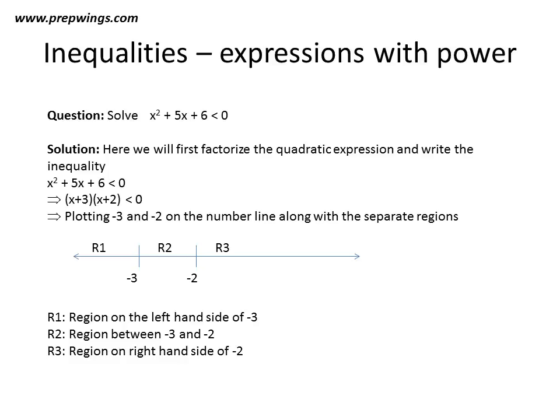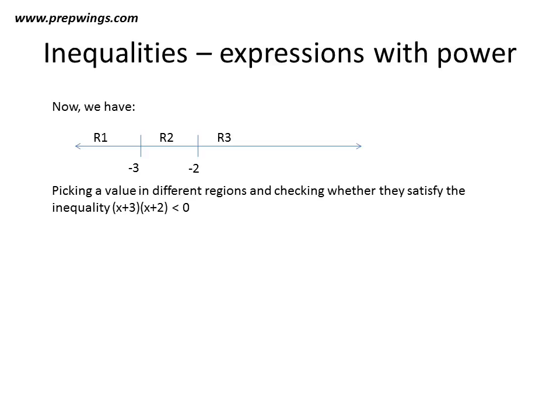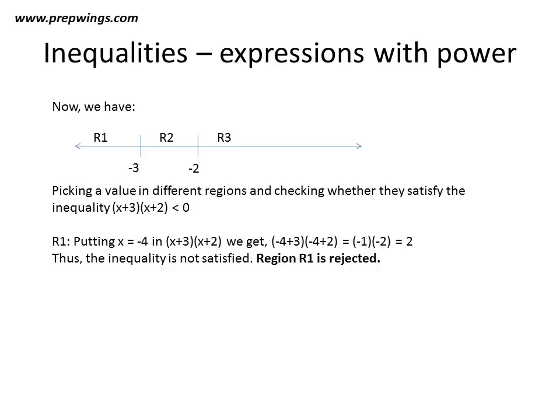R2 is the region between -3 and -2, and R3 is the region on the right hand side of -2. Now what we'll do is pick a value in any one of the regions. Suppose we pick a value in region R1, x equal to -4.